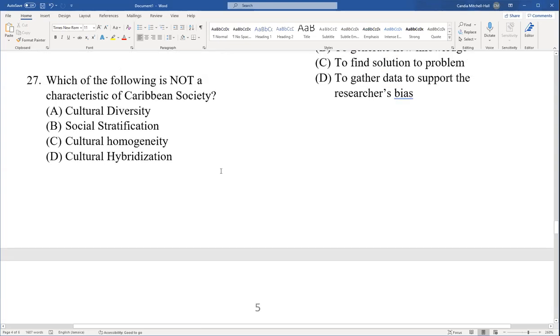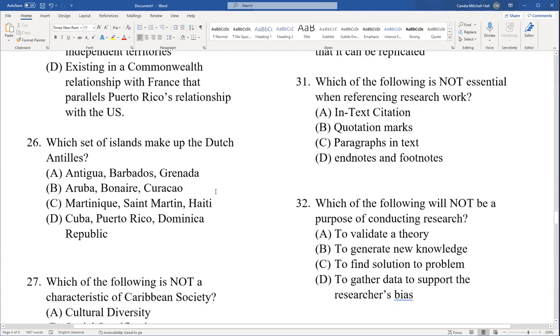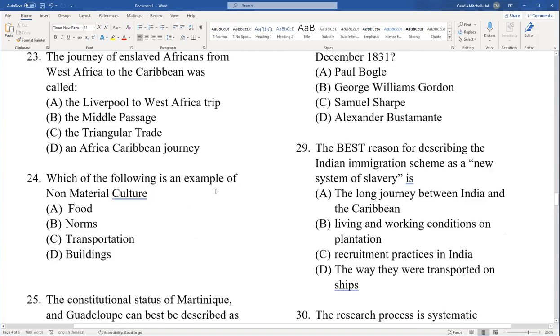Which of the following is not a characteristic of Caribbean society? Which one is the answer? Cultural. C is the answer. And remember, hybridization, diversity, and creolization are basically saying the same thing. Good. 28.